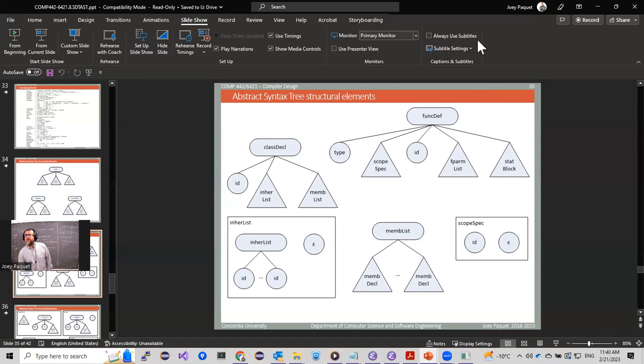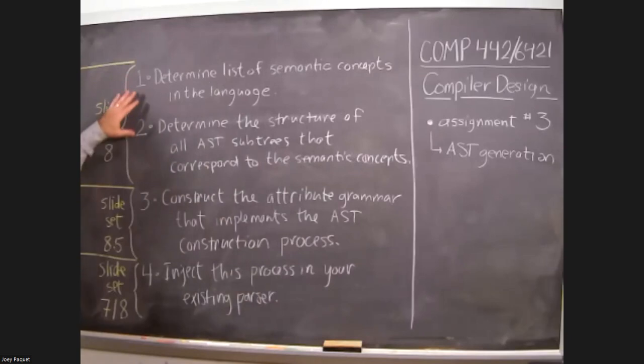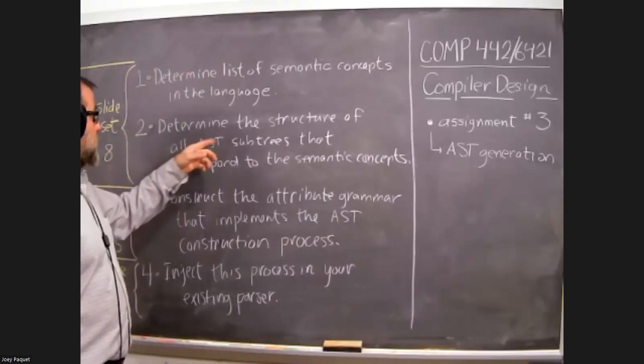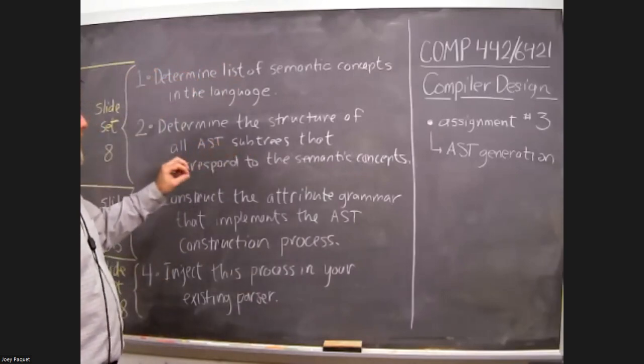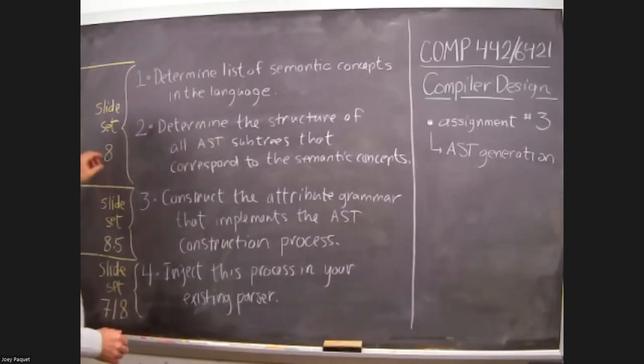So that's how you actually achieve step 1 and 2. First, determine the list of semantic concepts from the original grammar, and then determine the structure for each of these concepts you have identified here. What is the structure of the AST subtree that will eventually represent each of these concepts? You'll find the explanation for this in slide set number 8.